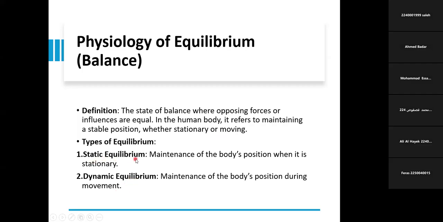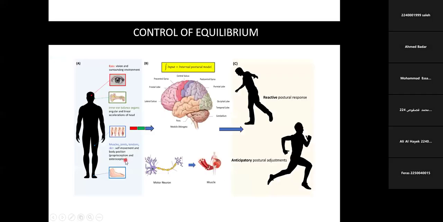One is called static equilibrium, which is maintenance of the body's position when it is stationary. Stationary means when it is stopped, when it is resting. The other is dynamic equilibrium, which is maintenance of the body's position during movement. So I am walking, and I lose balance and I maintain balance. This is dynamic equilibrium. Then I stop. This is static equilibrium. Starting from A, going to B, then going to C.